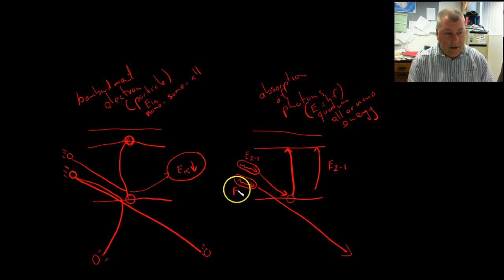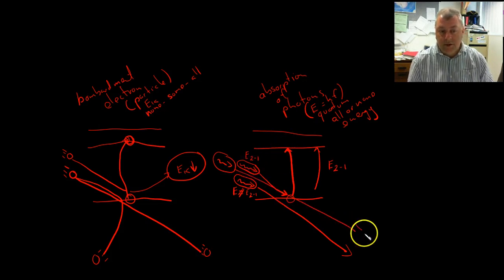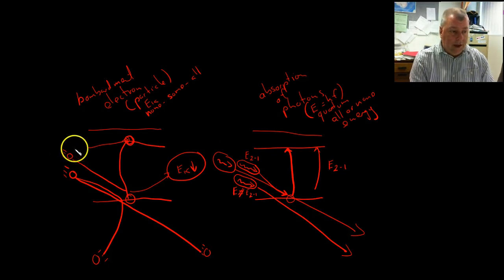And so in this situation you can have ones that pass through. Now if this E does not equal E2 minus 1, so you can have a whole lot of photons coming in that all have different energies, but it's only the photons that correspond to the energy required for the transition that are absorbed. All the others just go straight through and aren't absorbed. So there's a subtle difference here. Here you can bombard atoms with a whole lot of electron energies and things will happen. Here you've got to have it exactly the right frequency.